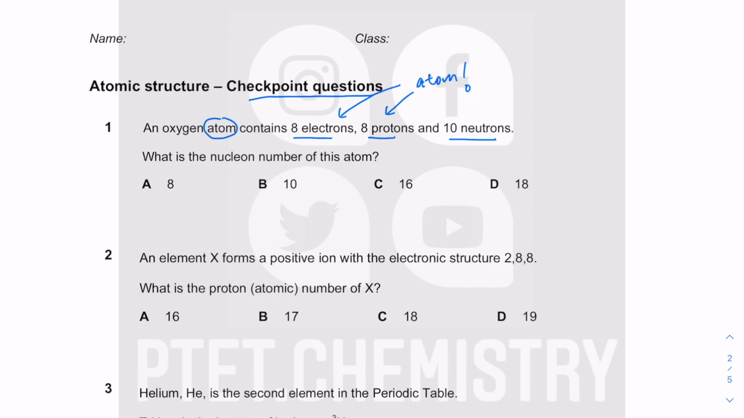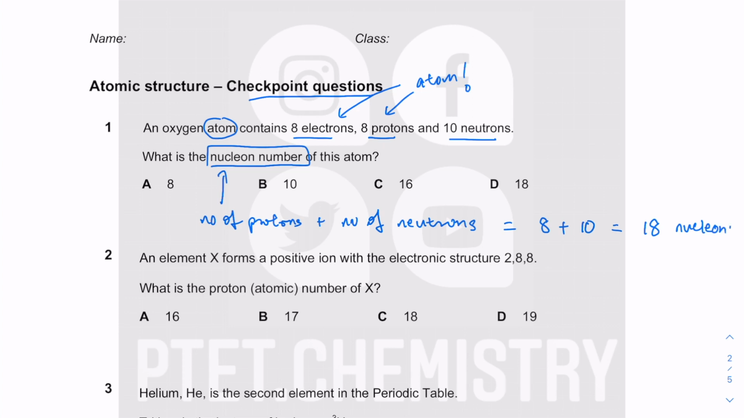They are asking us for the nucleon number. So nucleon number is the number of protons plus the number of neutrons in the nucleus of an atom. That's the definition, right? So nucleon number will be the number of protons, which is 8, plus the number of neutrons, which is 10, giving us 18 nucleons. So nucleons refer to the sum of the number of protons and the neutrons in the nucleus of an atom.